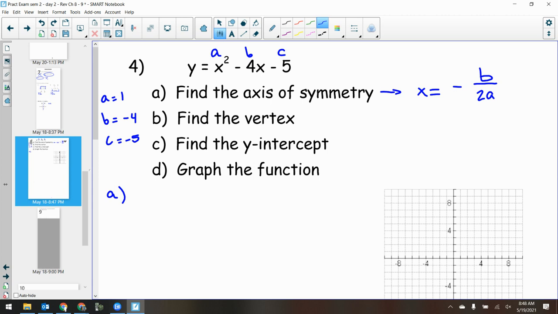All right, well, so finding the axis of symmetry here is x equals negative, and then I plug in my b value, negative 4, divided by 2 times 1. Yeah, I get that there's a double negative in there, and that will cancel out. I'm just showing you here what it would look like when you plug it in. So negative and a negative makes a positive, so 4 over 2 is 2. X equals 2. So let's go ahead and just start graphing this.